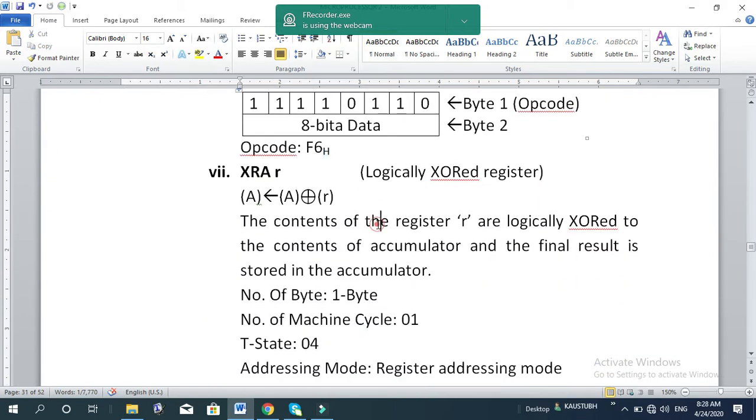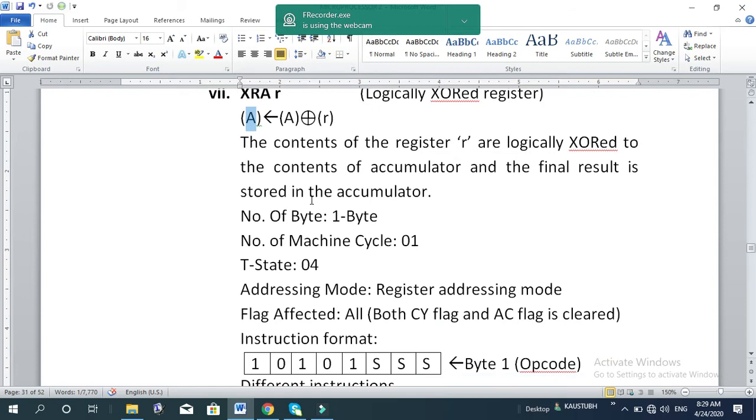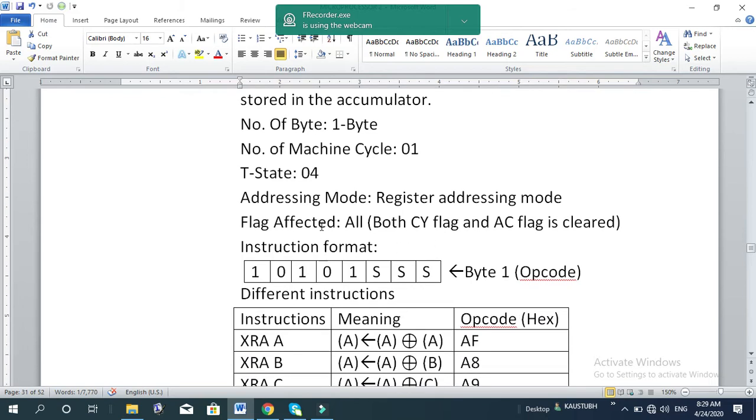Then similarly, there are 3 different instructions for XOR. This is the symbol for XOR: XRA R, XRA M, XRI data. XRA R means the content of the specified register R is logically XORed with the content of the accumulator, and the result is placed into the accumulator. Like ANA R and ORA R, it is a 1-byte instruction, machine cycle 1, T state 4, register addressing mode, all flags affected, and here also both the carry and auxiliary carry flags are cleared.